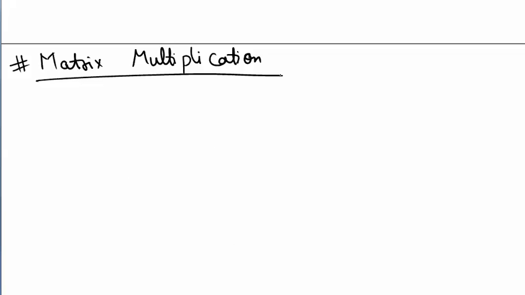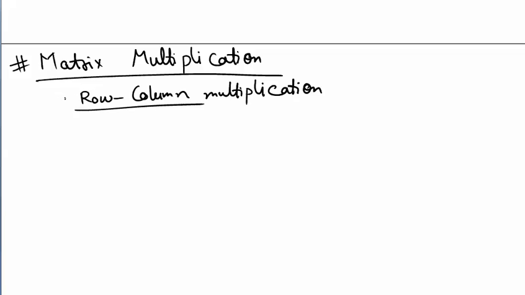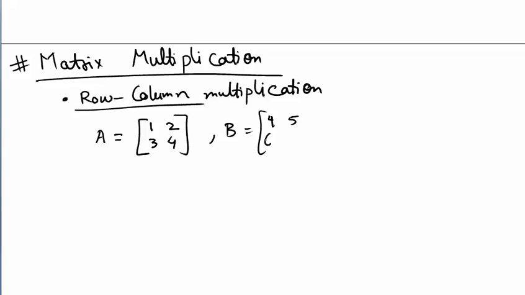Now, matrix multiplication is very simple if I use row column multiplication, which we normally use. What is row column multiplication? It's a very simple tool. We have discussed it earlier, but still, let's say there is a matrix A, 1 2 3 4, and there is another matrix B, let's say 4 5 6 7. I have taken general matrices, not any special matrix. You can take any other values also, right?